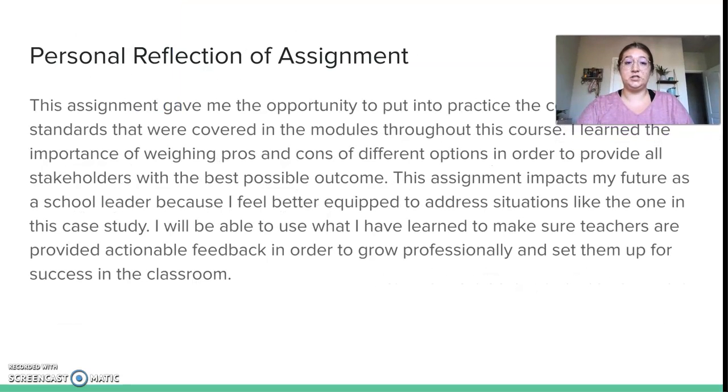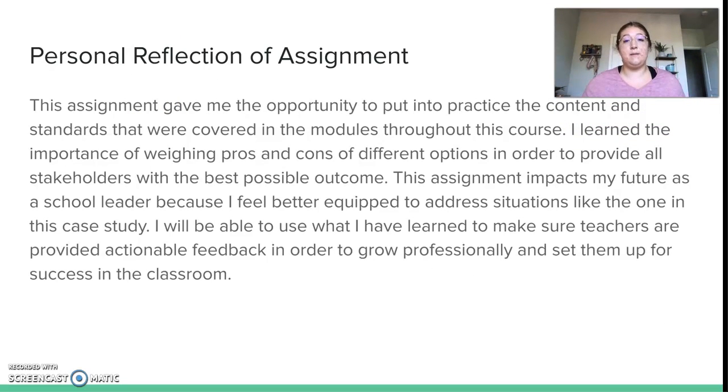So my personal reflection on this assignment. This assignment gave me the opportunity to put into practice the content and standards that were covered in the modules throughout this course. I learned of the importance of weighing pros and cons of different options in order to provide all stakeholders with the best possible outcome.